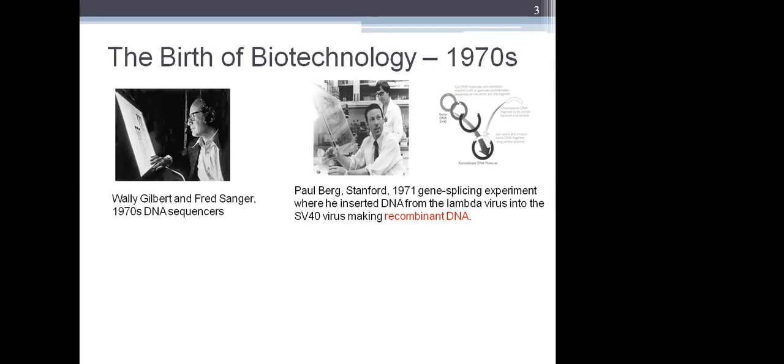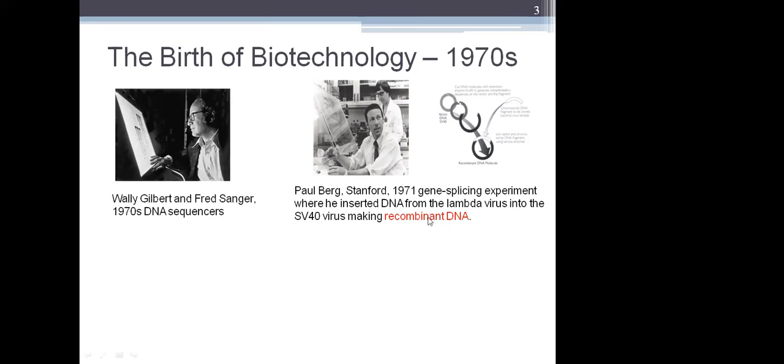The real biotechnology starts after the DNA structure has been revealed. The revolutionary steps taken in the early stages of biotechnology include, number one, DNA sequencing by Gilbert and Sanger, which is called the Sanger sequencing technique, in 1970. And secondly, Paul Berg, who performed experiments on gene splicing in 1971 at Stanford, and in that he found out how to cut and insert DNA.